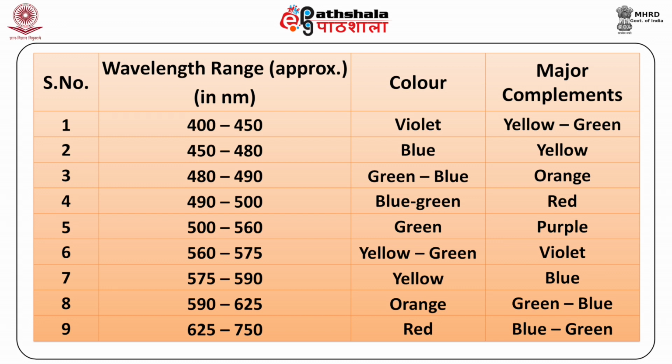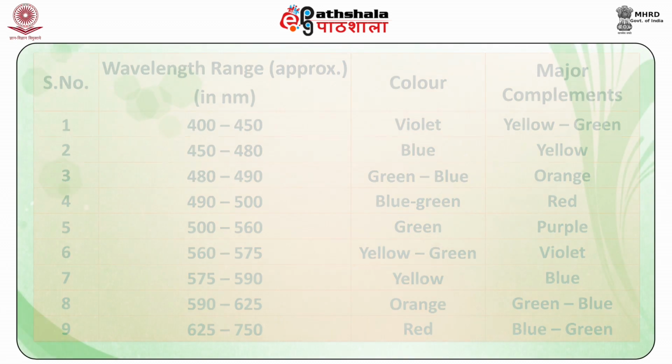The wavelength of 575 to 590 shows yellow color and its major complement is blue. The wavelength of 590 to 625 shows orange color and its major complement color is blue-green. The wavelength of 625 to 750 shows red color and its major complement is blue-green.